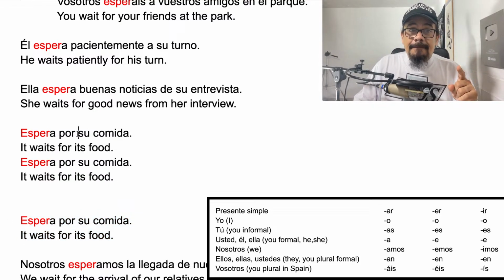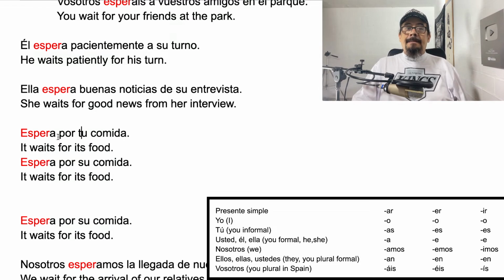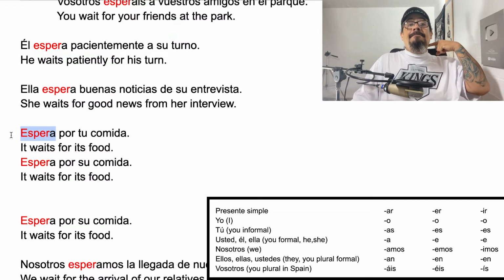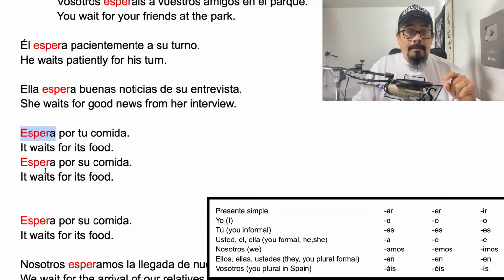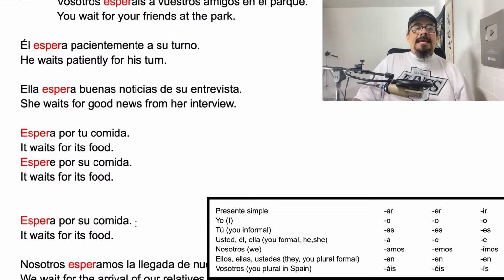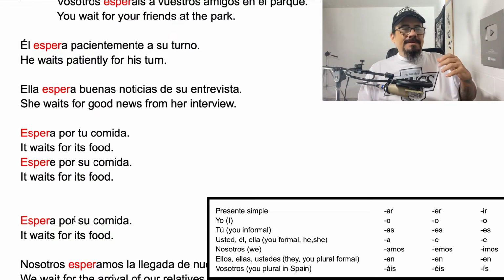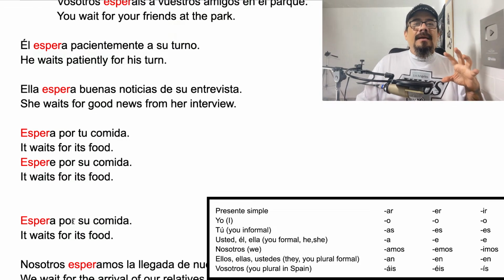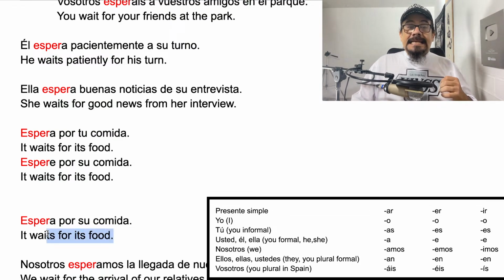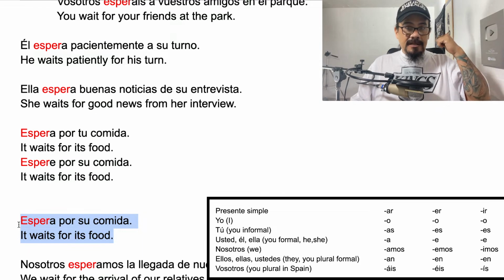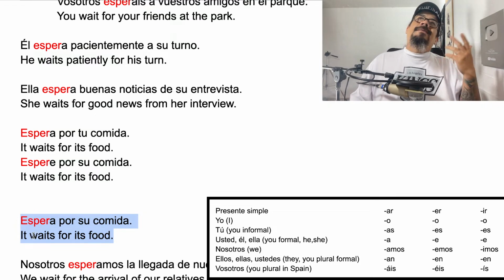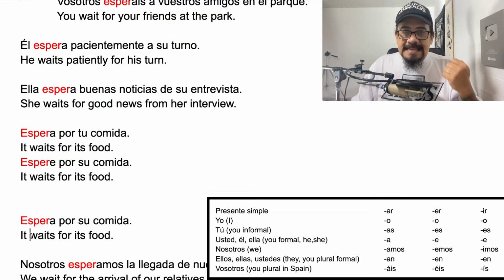The first one is espera por tu comida, because espera is tú espera. Tú espera por tu comida. That would be imperative form. O espere por su comida. That would be imperative form. Espera por su comida. Yeah, it could be. Well, it sounds kind of weird. We could think it's imperative, but it's not really an imperative form. This is a regular sentence, subject, verb, object in Spanish. The only thing is we don't use the pronoun when it's it.